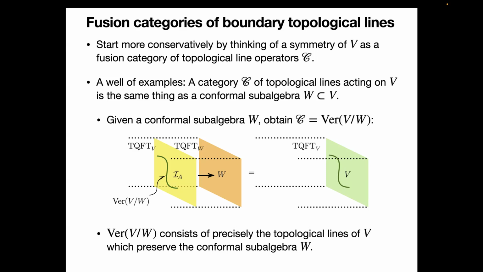Is the conformal subalgebra W just all of V in there? Yeah, exactly. If you take W to be V, then this construction just produces the bulk lines for you. That's right.